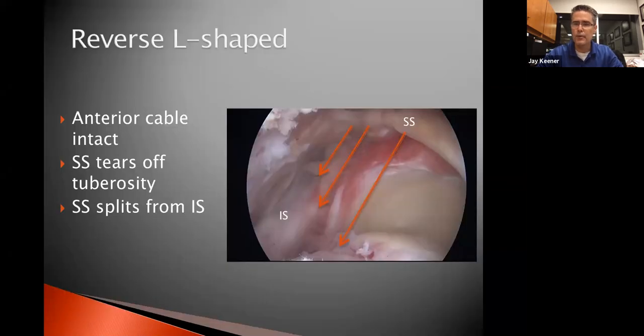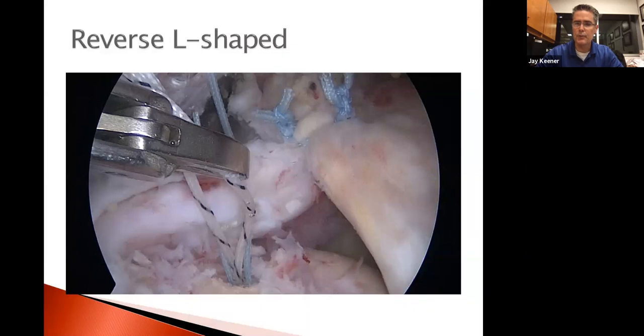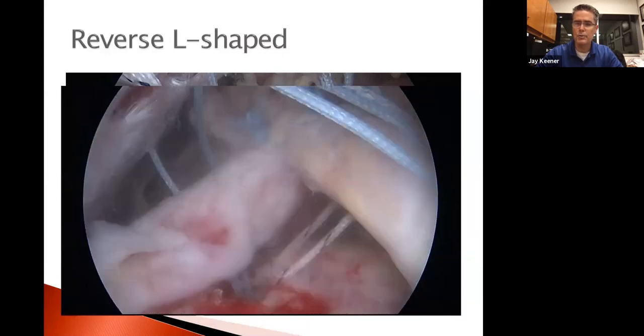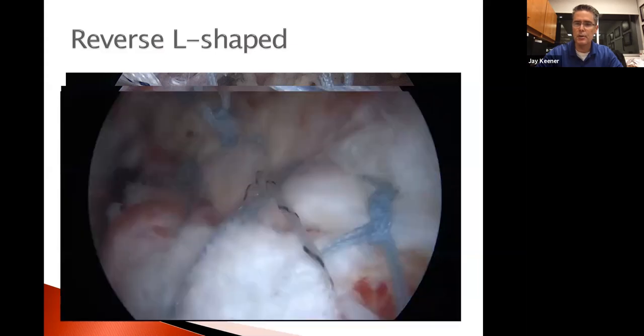And then you have the reverse L-shaped tear. So this is the opposite of an L-shaped tear. So the anterior supraspinatus is intact, but the posterior supraspinatus tears and it cleaves away from the infraspinatus. So again, this is an indication for side-to-side repairs to lateralize the free edge of the tear, bring it closer to the tuberosity, and then you can perform your tuberosity fixation, in this case, a double row repair.